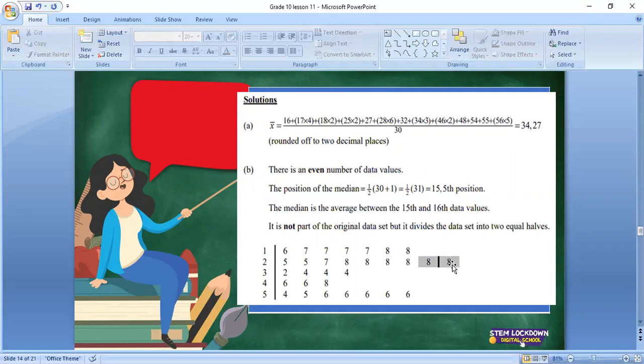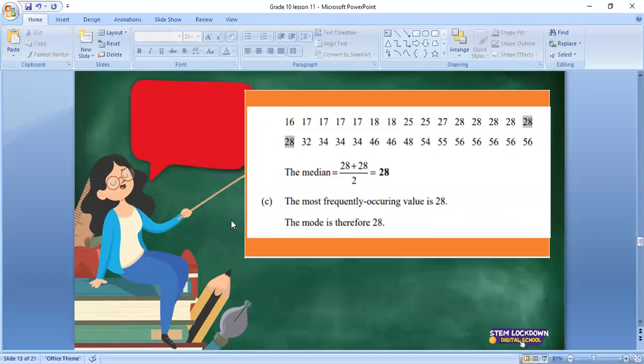28, 28. So to now find the median, you have to say 28 plus 28 divided by 2, and that gives you 28. The median is 28 because 28 plus 28 gives you 56. 56 divided by 2 will give you 28. That is the median.